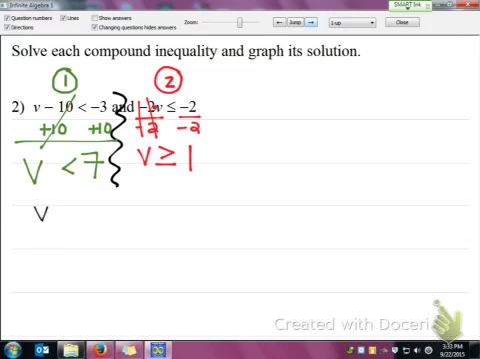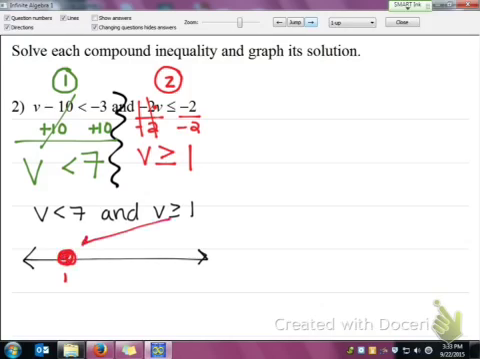Alright, we're going to rewrite it now. V is less than 7. Throw that word and back in there. V is greater than or equal to 1. Alright, time to graph. Get your graph in there. Okay, now our smaller number goes on the left. That is 1. Be very careful there. And that's going to have a closed circle. 1's on the left with the closed circle.